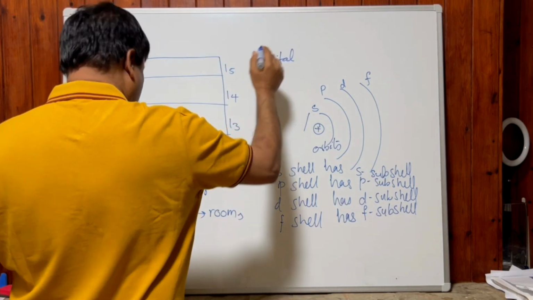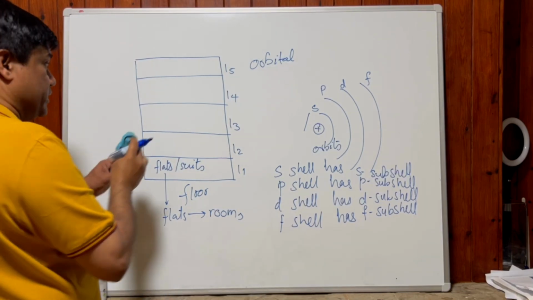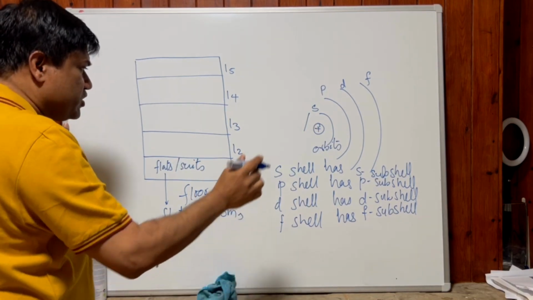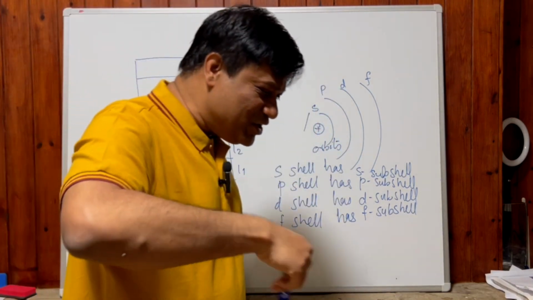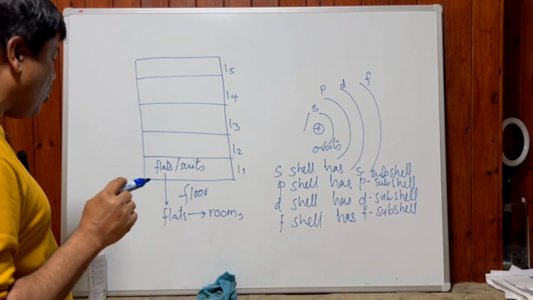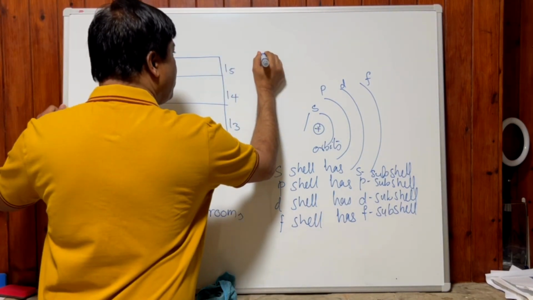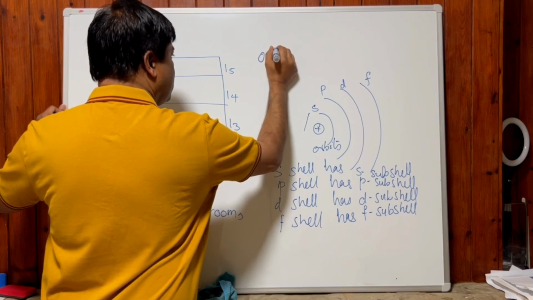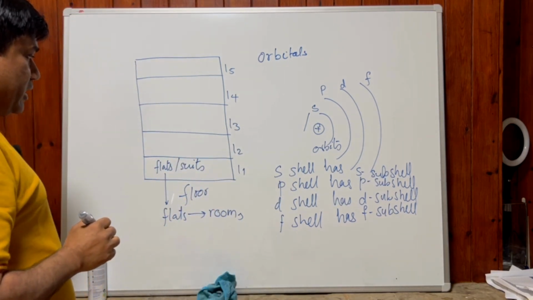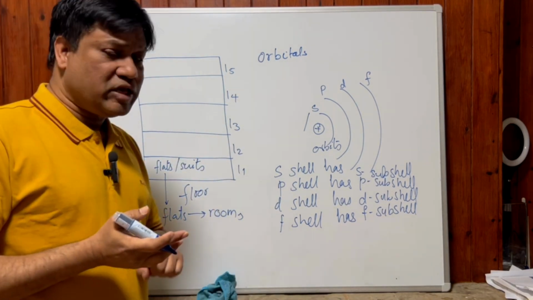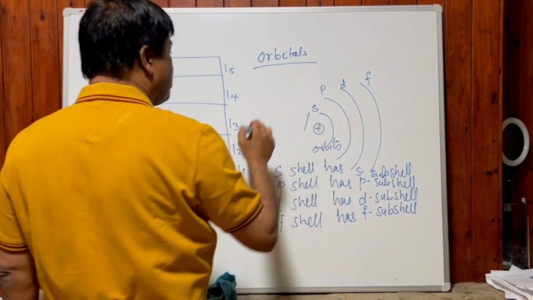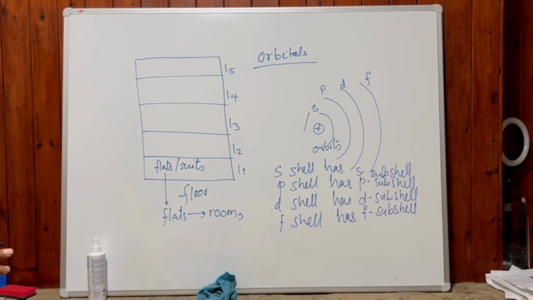Orbital is different from orbit. Why do we call them orbit? Because the electrons are rotating around the nucleus in a fixed circular path. That's why we call them orbits. Now, orbitals: each subshell has orbitals. S subshell has S orbital. What is meant by the term orbital?